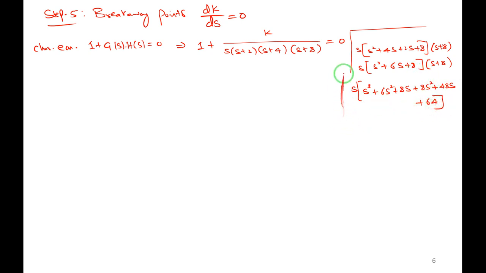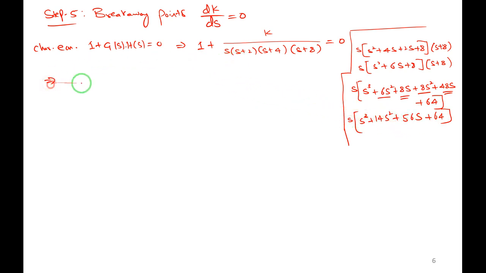So let me separate out all the terms. I am doing the rough work here. So s cube, 6s square plus 8s square, 8 plus 6 is 14s square, and here 8s plus 48s is 56s, plus 64. Next multiply s. Anyhow I will multiply and write it here directly.